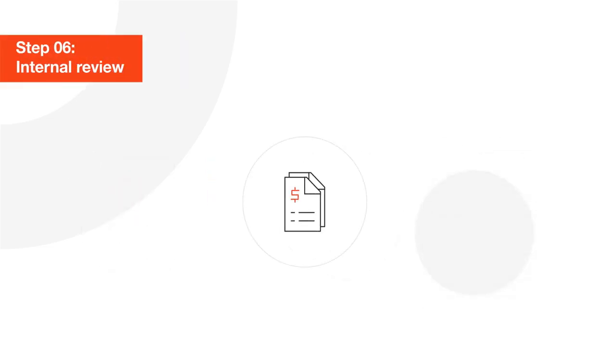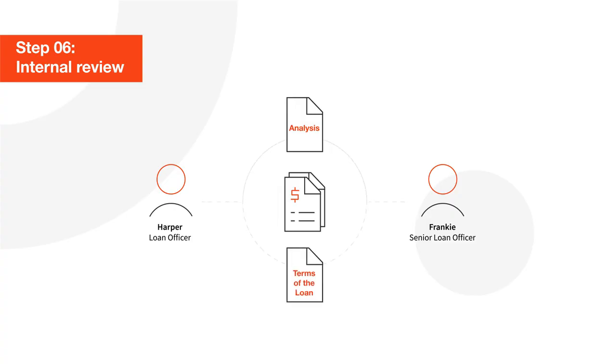Assuming the loan gets the preliminary approval, the next step is the internal review process. Harper forwards the loan application along with their analysis and proposed terms to a credit committee or senior loan officer, like Frankie, for further evaluation.